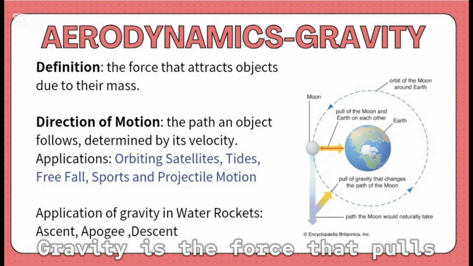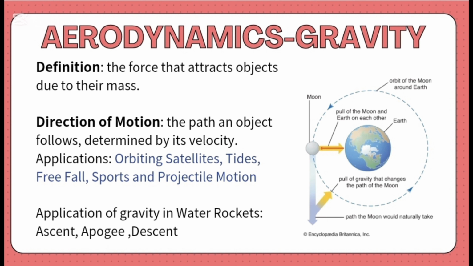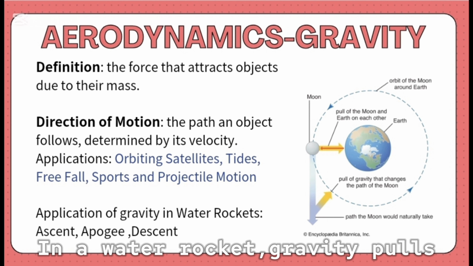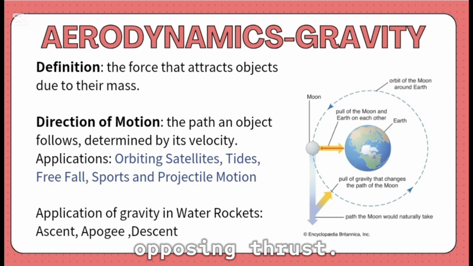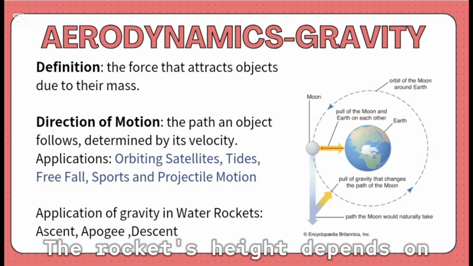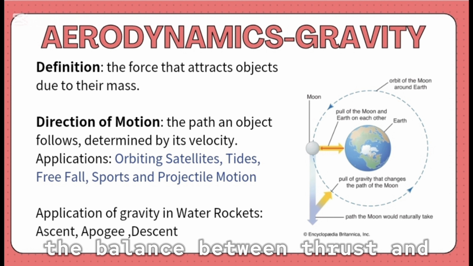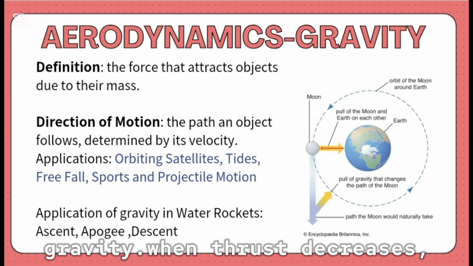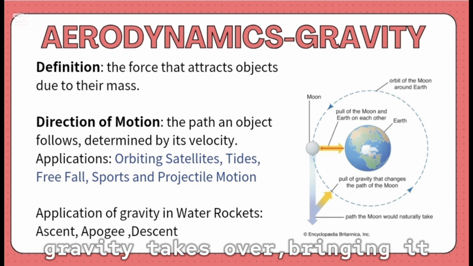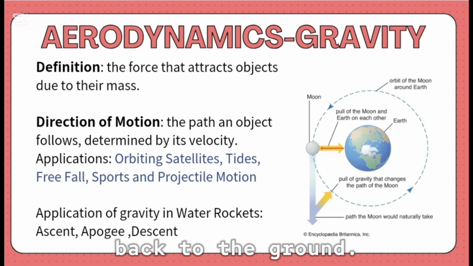Gravity is the force that pulls objects downward. In a water rocket, gravity pulls it back down after launch. Opposite thrust. The rocket height depends on the balance between thrust and gravity. When thrust decreases, gravity takes over, bringing it back to the ground.